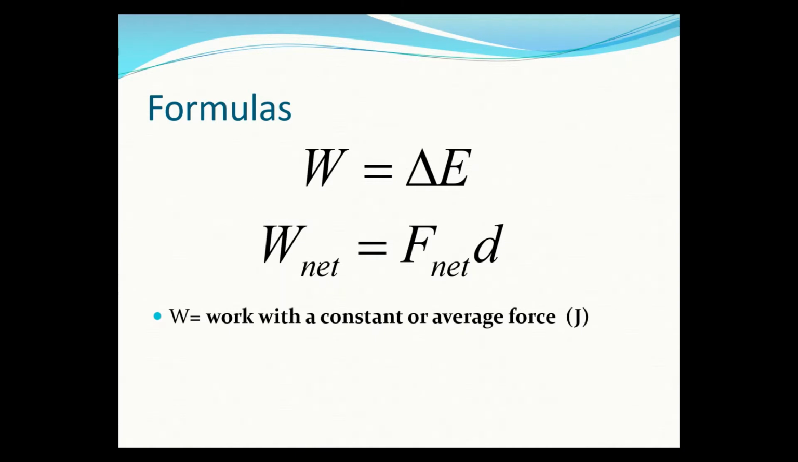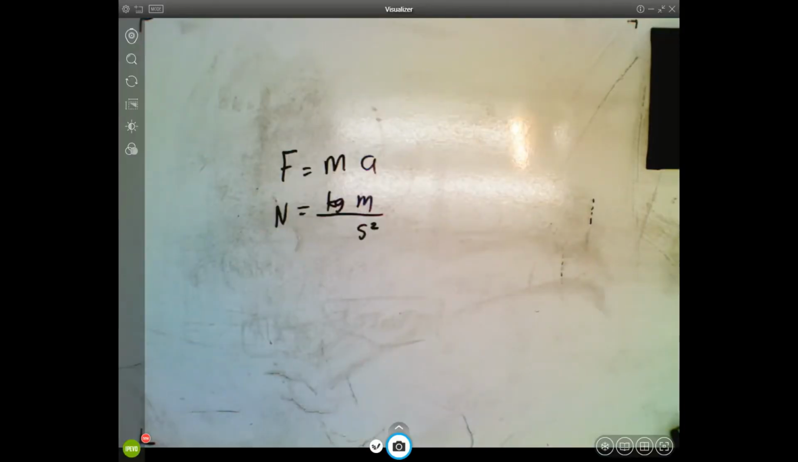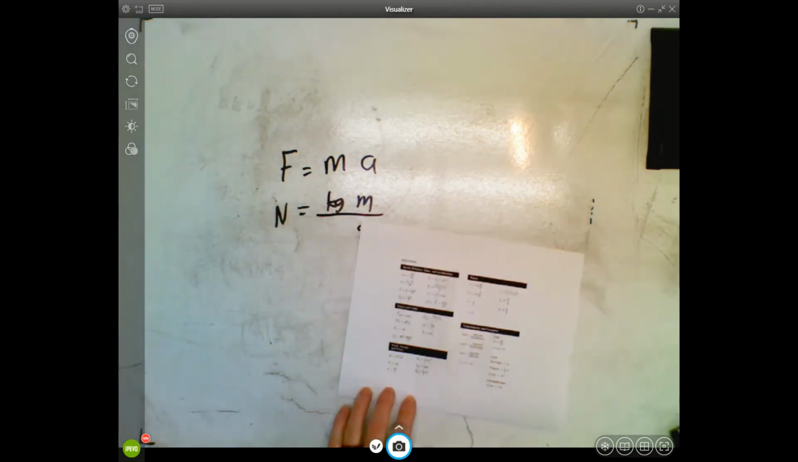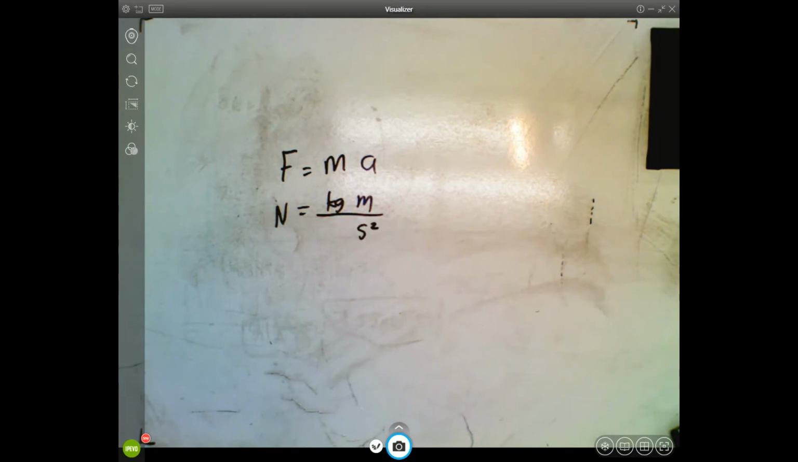Okay, so work with a constant or average force, force is in newtons, distance is in meters, delta E is our change in energy. Like I said, it could be any type of energy. So to find these formulas, you can find them on your formula sheet here. So we have work equals force times distance right here, and then we have work equals change in energy. So they're the first 2 on the left side of your data book.